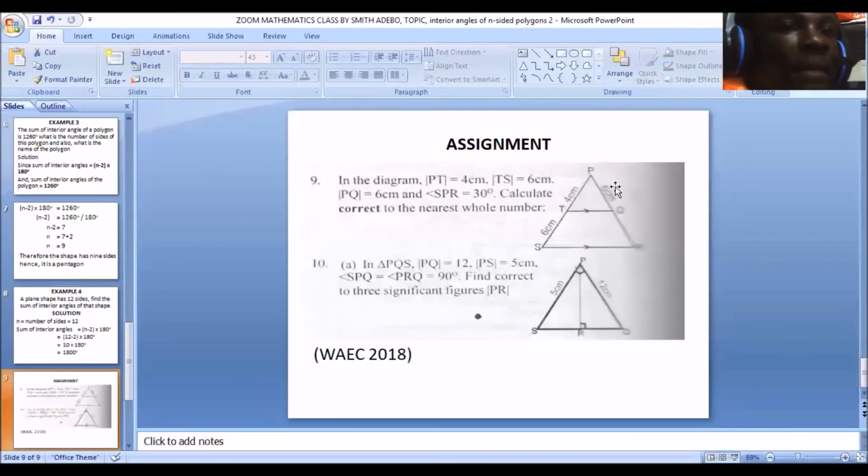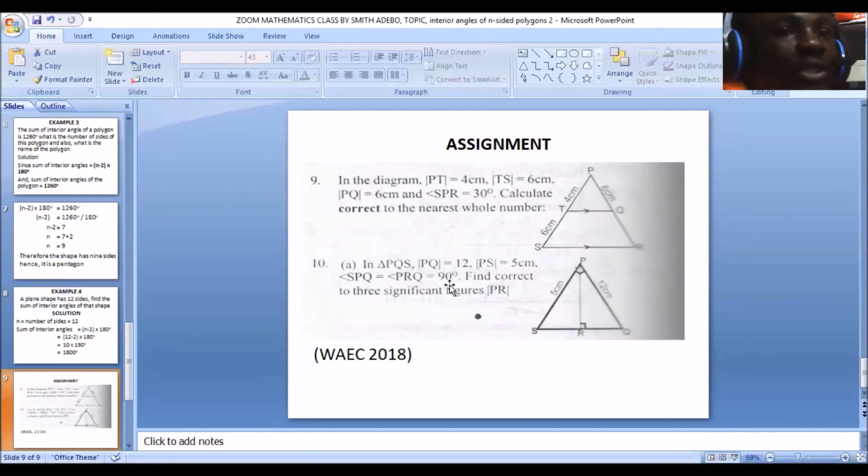Now, this is the assignment for today. And this question was coined from WAEC 2010. It says in the diagram, PT equals 4 centimeters, TS equals 6 centimeters, PQ is 6 centimeters, and SPR equals 30 degrees. Calculate, correct to the nearest whole number, the line SQ.